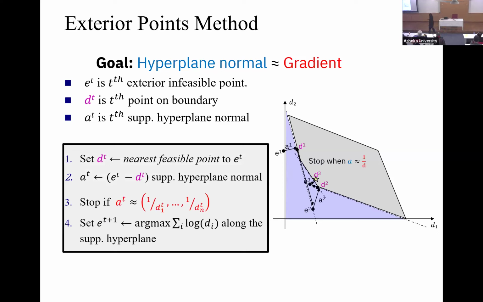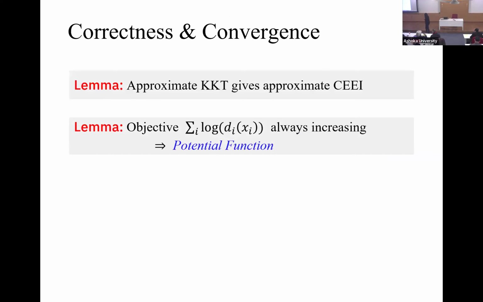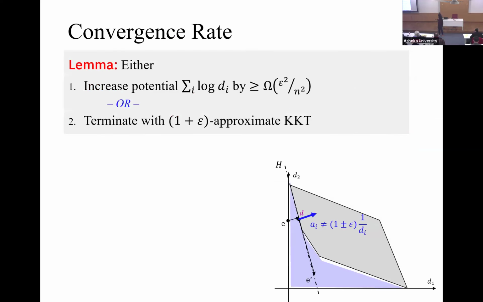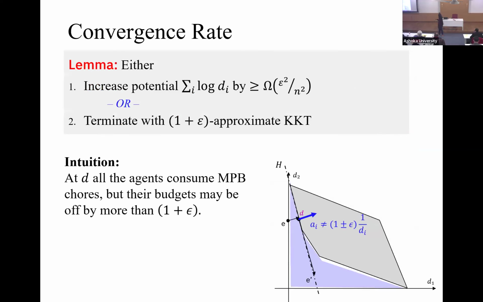The question is, why can't it happen that you just go on and on and on and you never stop at step 3? Okay, you never get this condition, right? And we show that this will not happen because either you are at an approximate KKT point or your potential improves at least by a little bit. Okay? And why is this true?